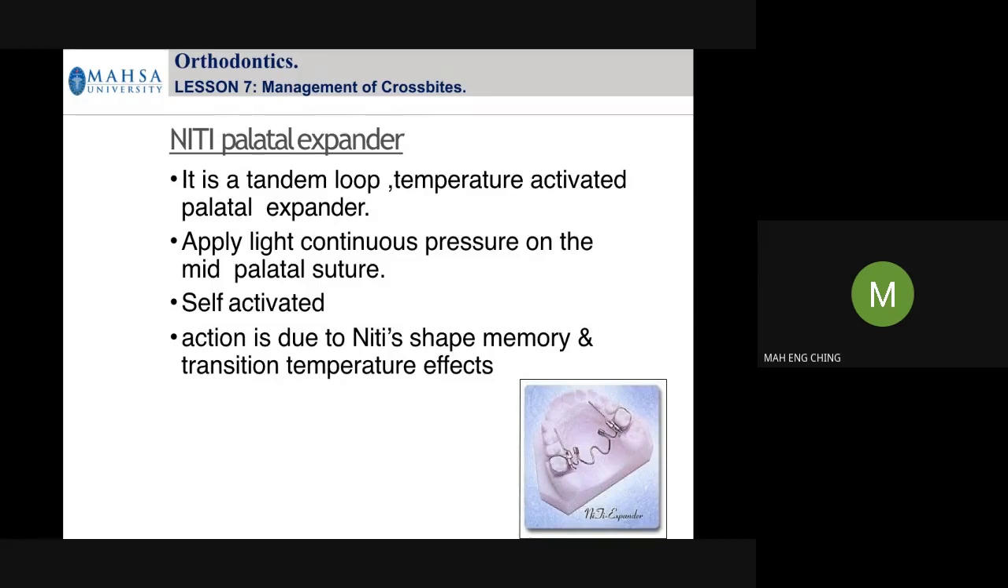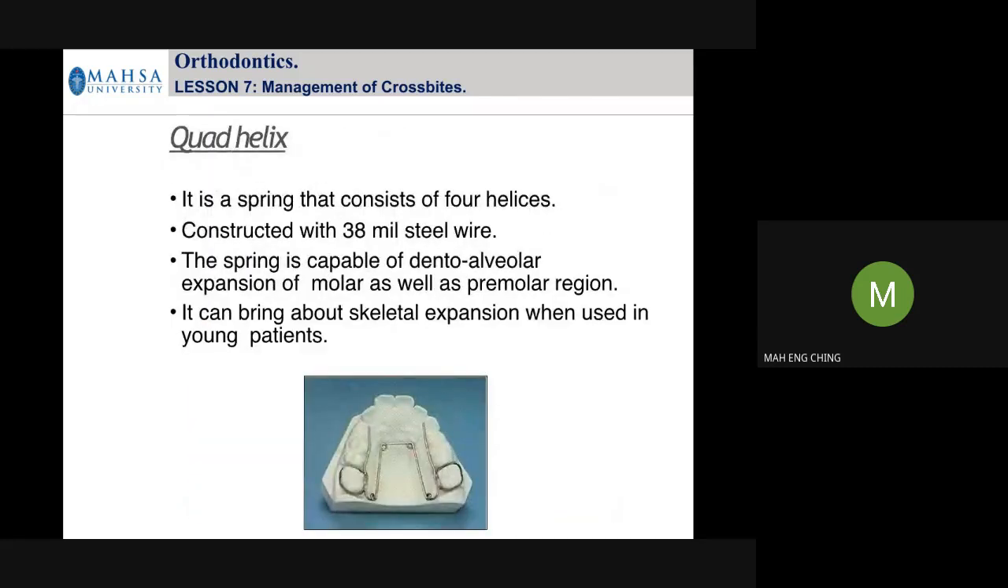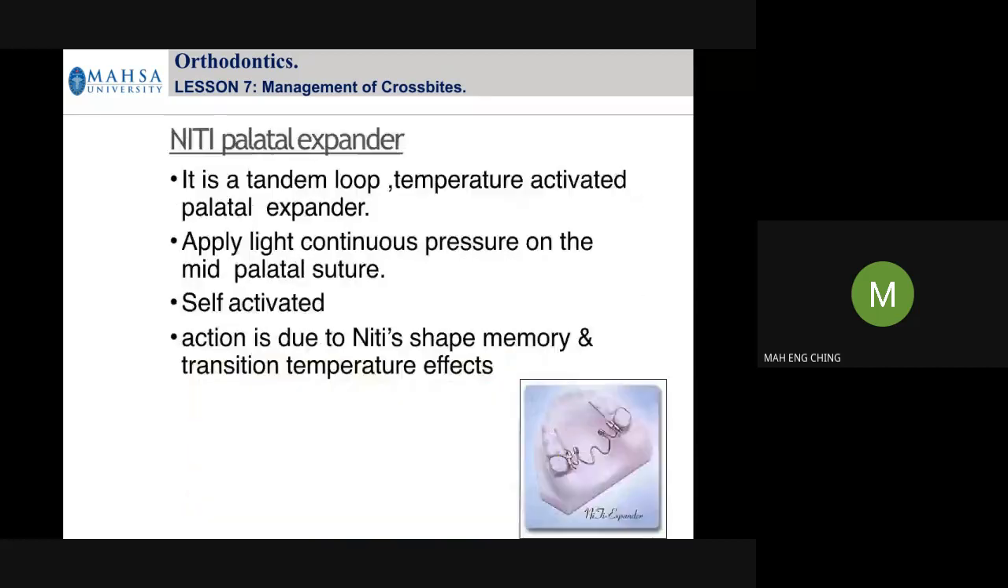Then it is usually temperature activated. So if you put it in the mouth, whenever they drink coffee or tea, the expander will work better compared to a cold environment. This one is usually temperature sensitive, but expensive. Nickel titanium is usually expensive. Steel is cheap, but you have to keep activating it. So with this one, every few months you take it out, widen the jaw and put it back. This one you don't have to.